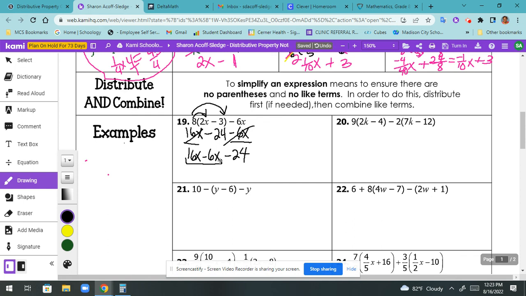16x's minus 6x's is how many x's? 10. Don't let the x throw you. It's simply 16 minus 6.